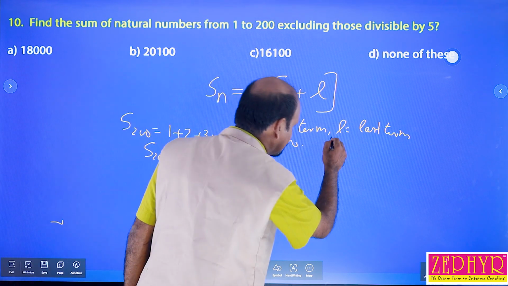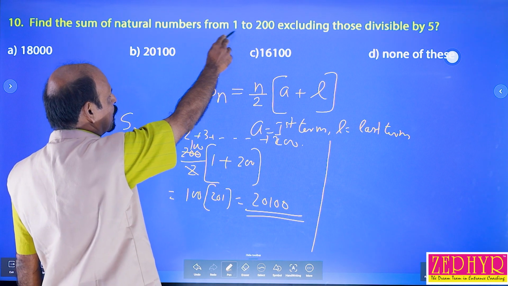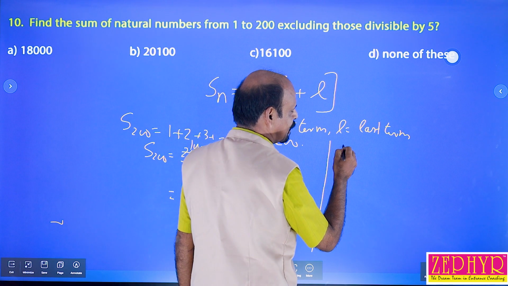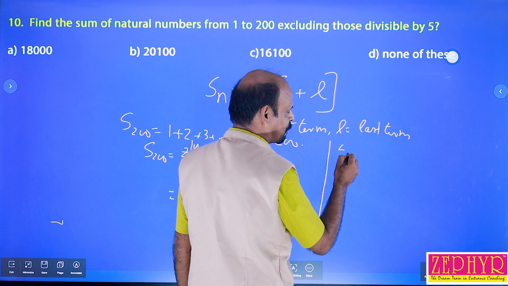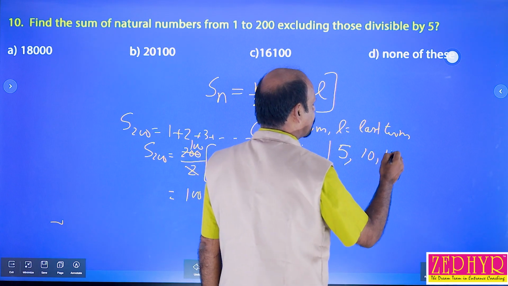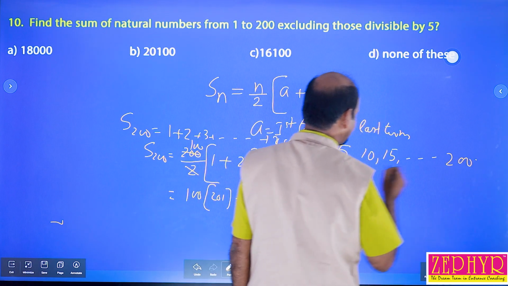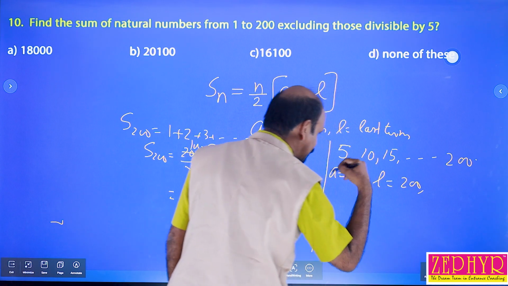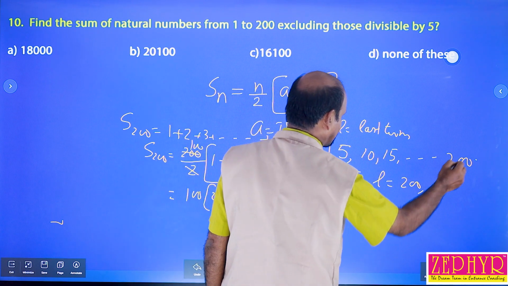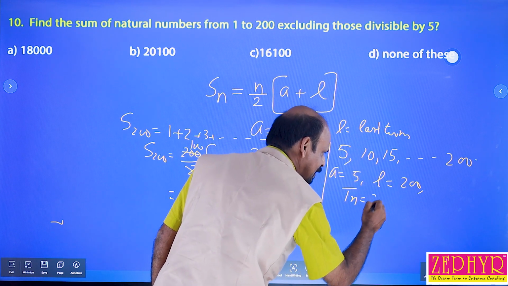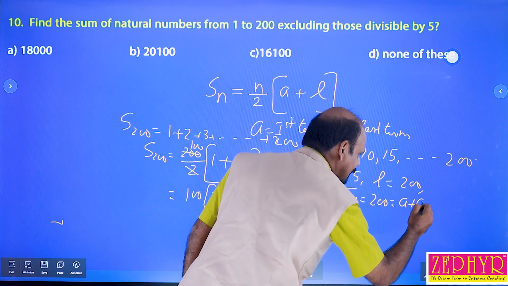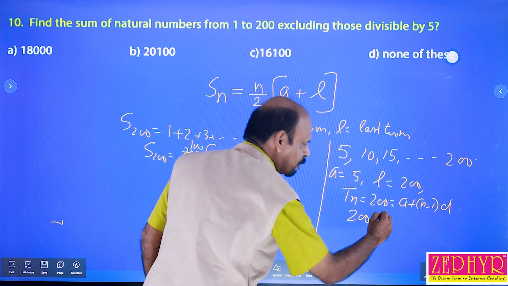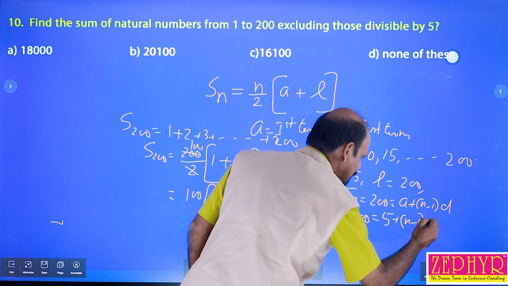But the question is we have to exclude from the 1 to 200 those divisible by 5. So we can list the numbers divisible by 5 as 5, 10, 15 etc. Last term is 200. Here A is 5, last term is 200. And we have to calculate how many terms are there from 5 to 200. You can use the general formula Tn equal to A plus (n minus 1) into D. That is 200 equal to 5 plus (n minus 1) into D, where D is also 5.